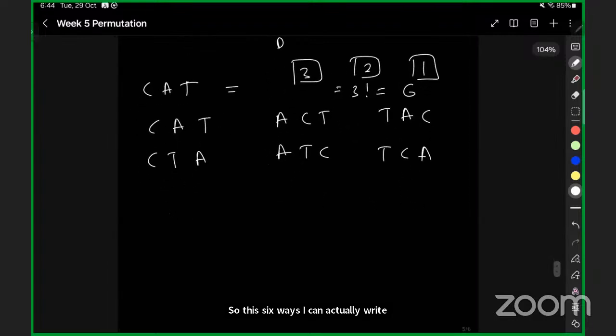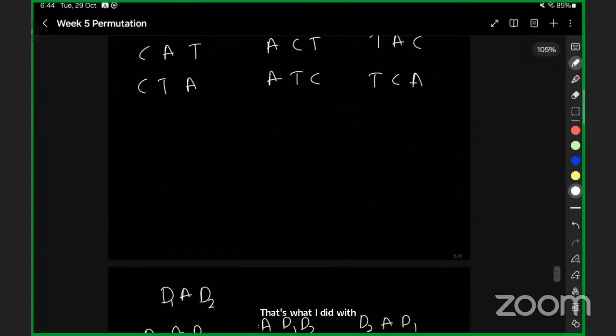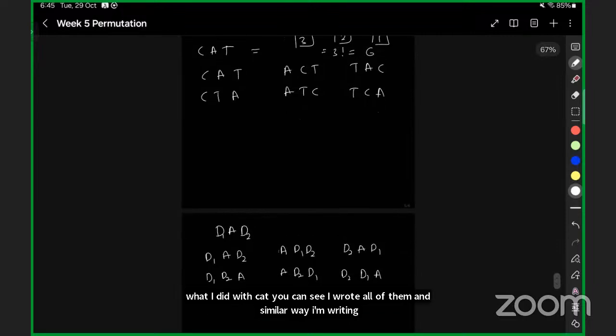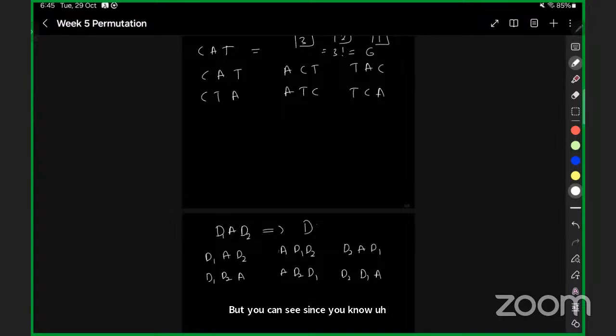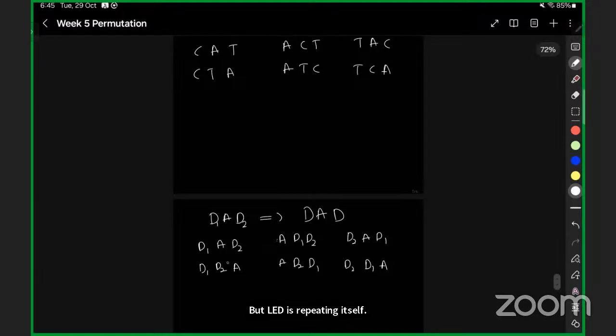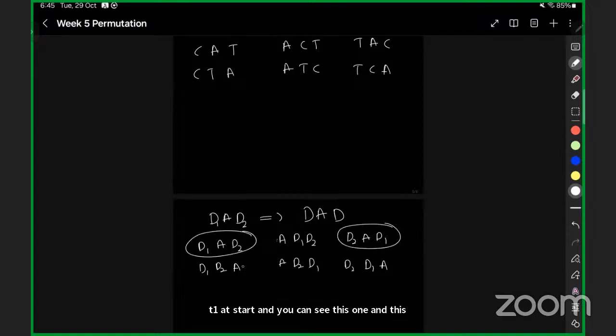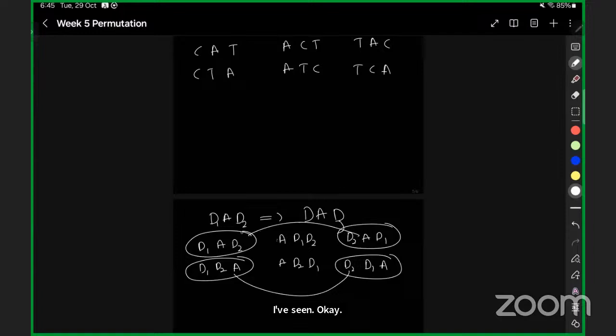That's what I did with CAT. So you can see I wrote all of them, and similar way I'm writing here as well, right? But you can see, since D1 and D2 are actually same, right? So this is the actual word, but actually D is repeating itself, right? So you can see that, where is it? D1 at start, and you can see this one and this are same. Same thing here also, right? So these are also same, this also same, and you can see these 2 are also same, right? Itself, correct?